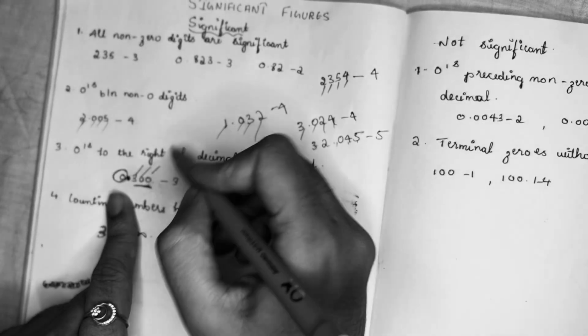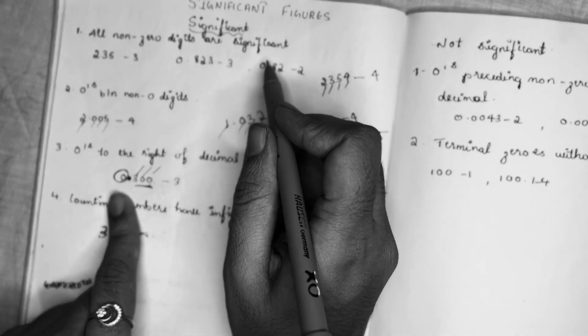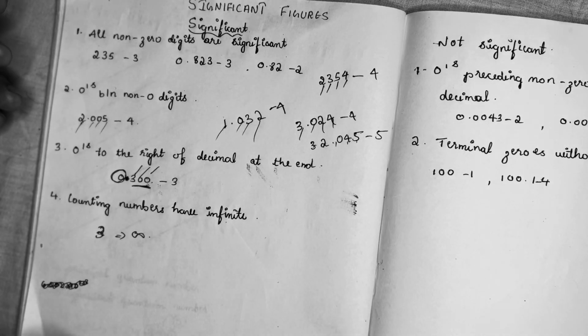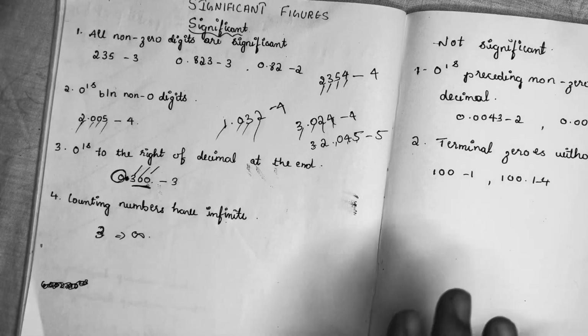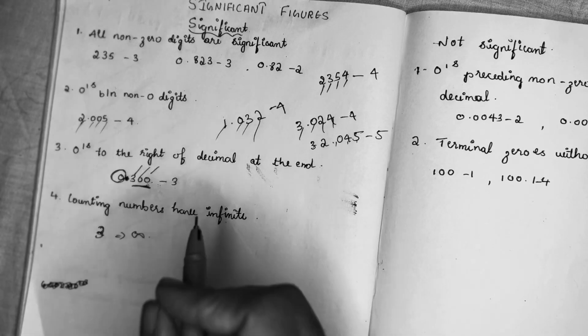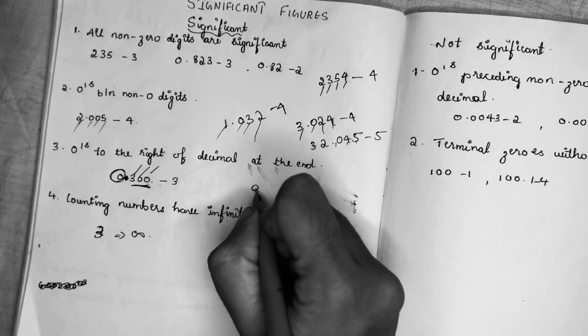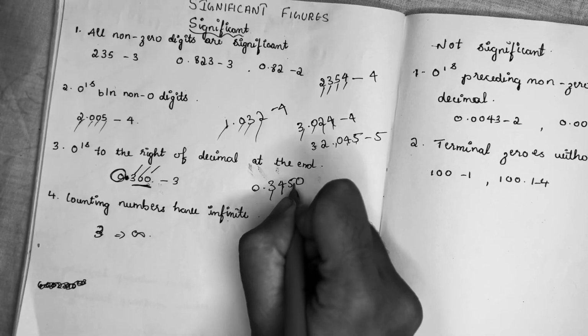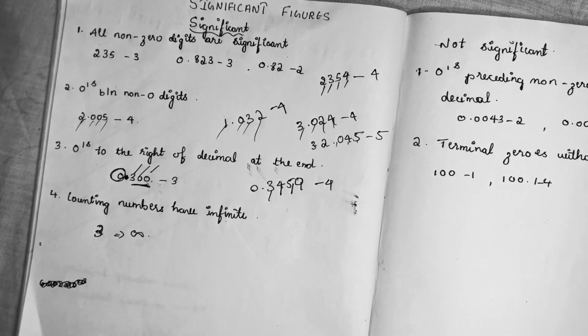Under the first rule you have studied the same thing. Since this 0 is present before the decimal, we take it as a non-significant figure. So totally here there are three significant figures. Next, 0.3450. Here 1, 2, 3, 4. So 4 significant figures are there.